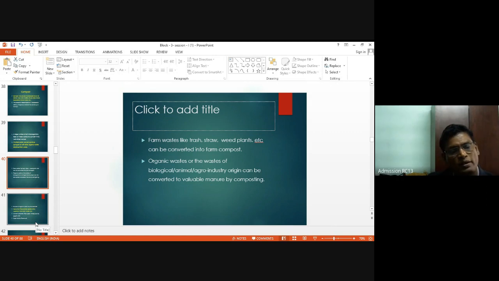Not only that, wherever there is organic waste, whether it is plant waste or otherwise, we can convert it into farm compost. The organic waste of biological, animal, and agro-industry origin can be converted into valuable manure by composting. That is the intention of this study.